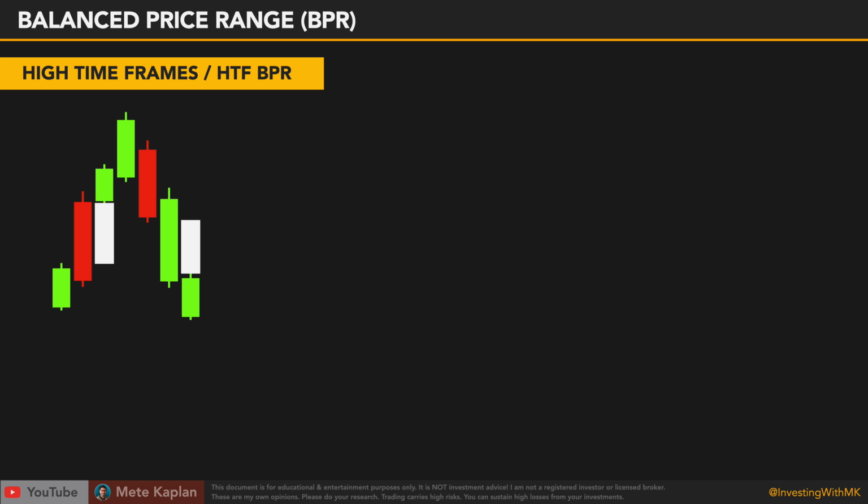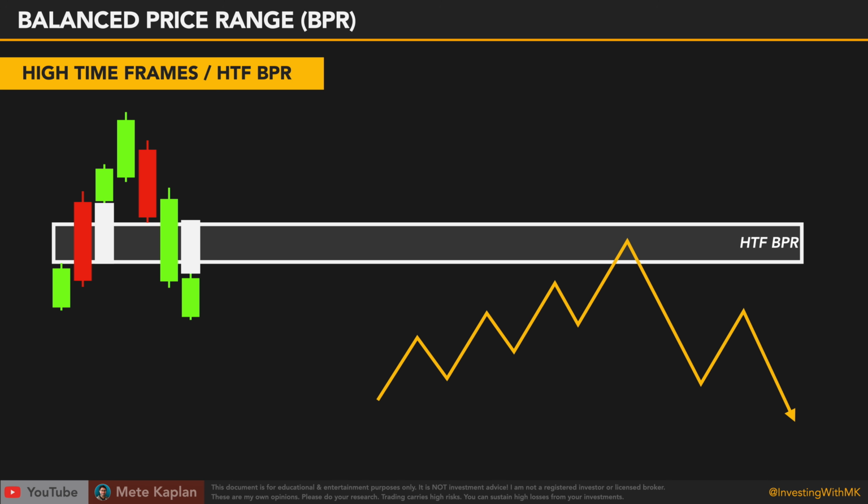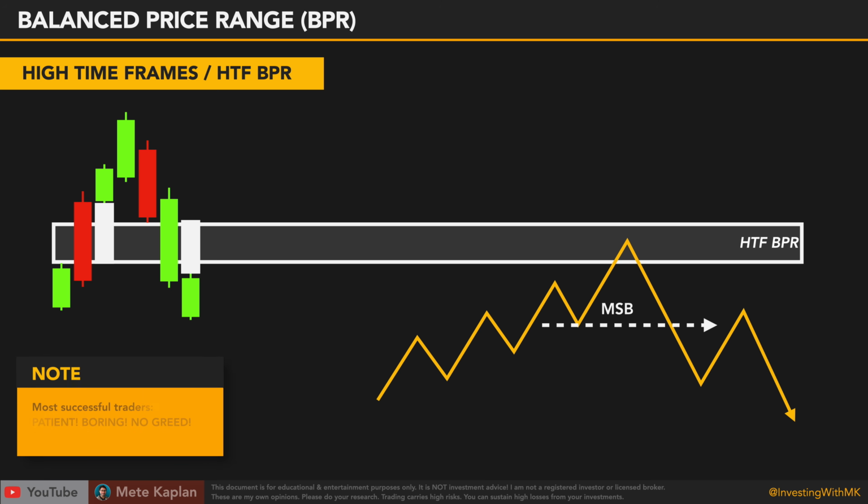Let's have a look. First of all, finding BPR in high time frames is quite effective. This will create a very important reaction zone. Of course, you can trade them with only high time frames without a market structure break. But if you can confirm a structure break at the reaction point, this will definitely improve your winning rate.